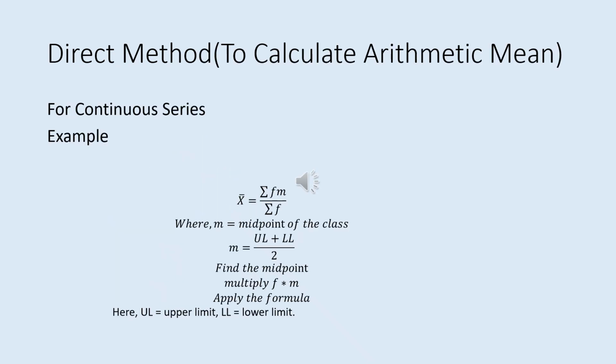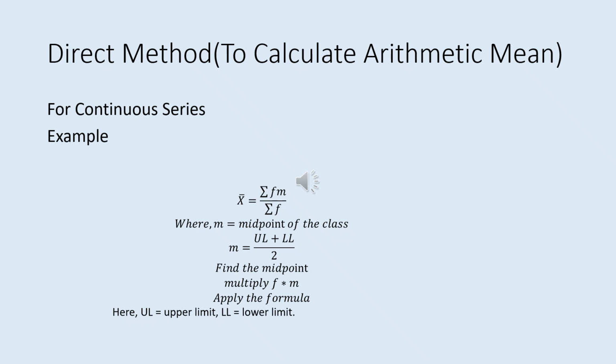Here we calculate the arithmetic mean for the continuous series through the direct method. Here in this method of calculation of arithmetic mean, we use the formula x bar is equal to summation of fm by summation of f, where x bar is the arithmetic mean for the continuous series and m represents the midpoint of the class, where midpoint m is calculated by adding up the upper limit and the lower limit and then dividing the total by 2.